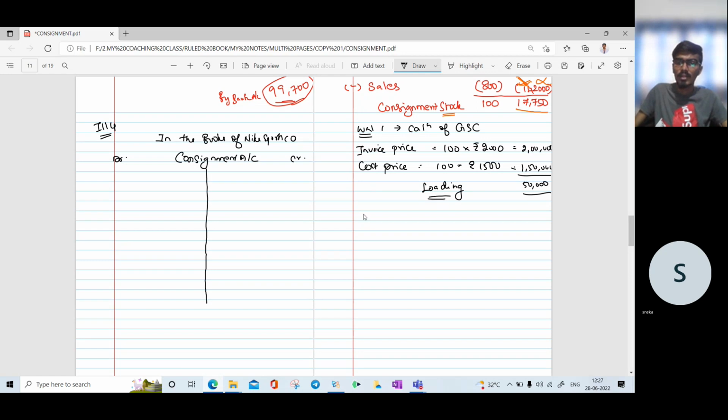Okay, loading. Now we are going to find out load per unit. It will be very easy. Load per unit is how much? 50,000 divided by 100, 500 per unit. 500 per unit is the first working note. Then the second working note is the schedule of expenses.